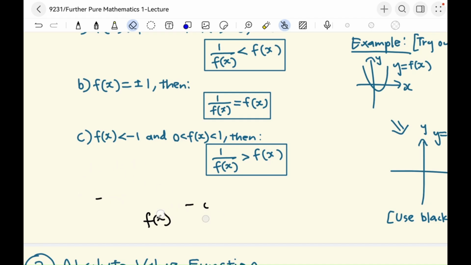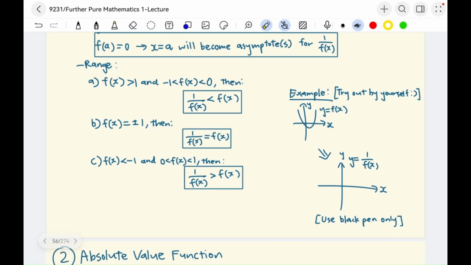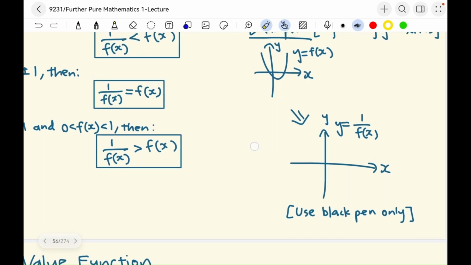Alright? And what about we consider -2 as the original value, and we take 1 over -2, we get -0.5. So this is greater than -2. So this is also mathematically correct. All right. So these are the summaries for the reciprocal functions targeting the change in the f(x) for each corresponding x. So these three properties for the range, please get to familiarize. All right. Okay, let's take a look at the examples.